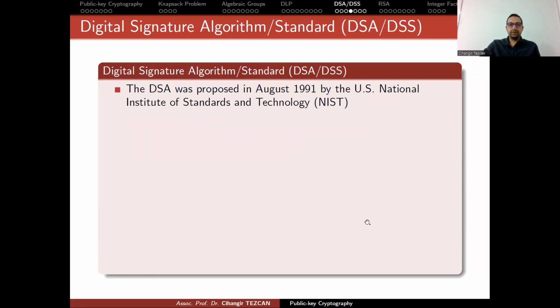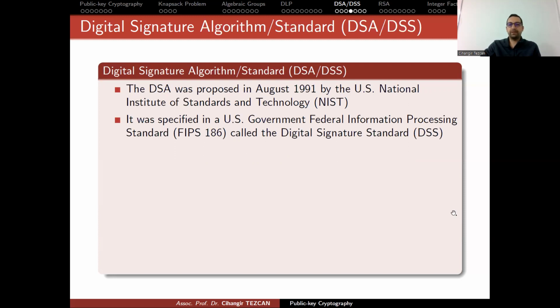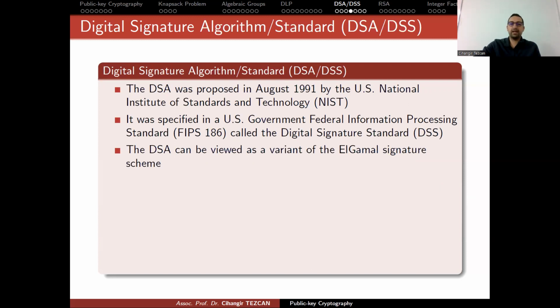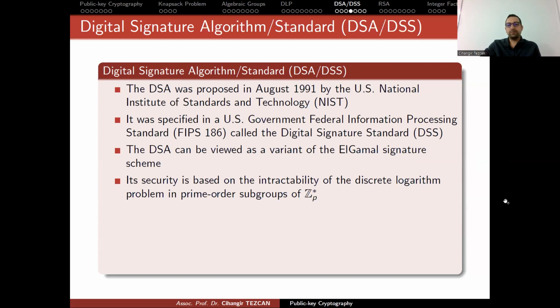So let's focus on the Digital Signature Algorithm or Standard, so DSA or DSS. The DSA was proposed in August 1991 by the US National Institute of Standards and Technology. It was specified in the US Government Federal Information Processing Standard, FIPS 186, called the Digital Signature Standard, DSS. The DSA can be viewed as a variant of the ElGamal signature scheme. Its security is based on the intractability of the discrete logarithm problem in prime order subgroups of Z_p star.